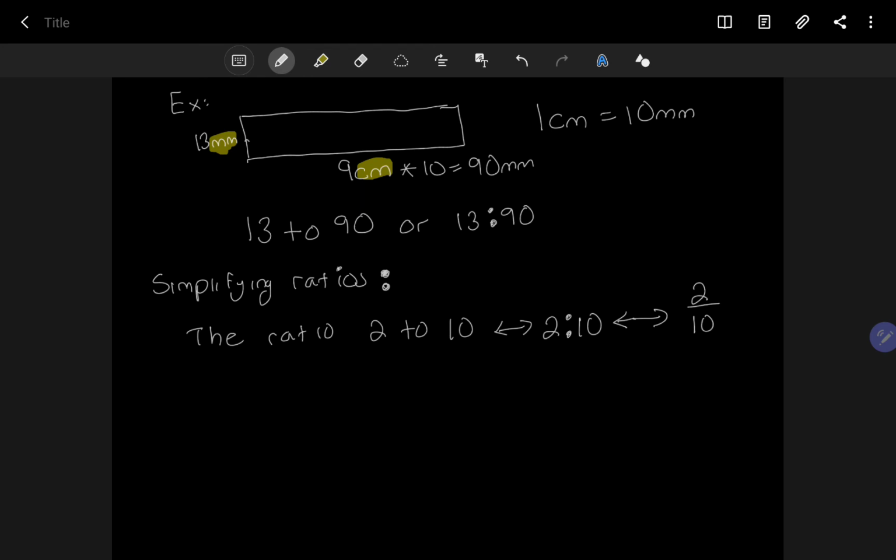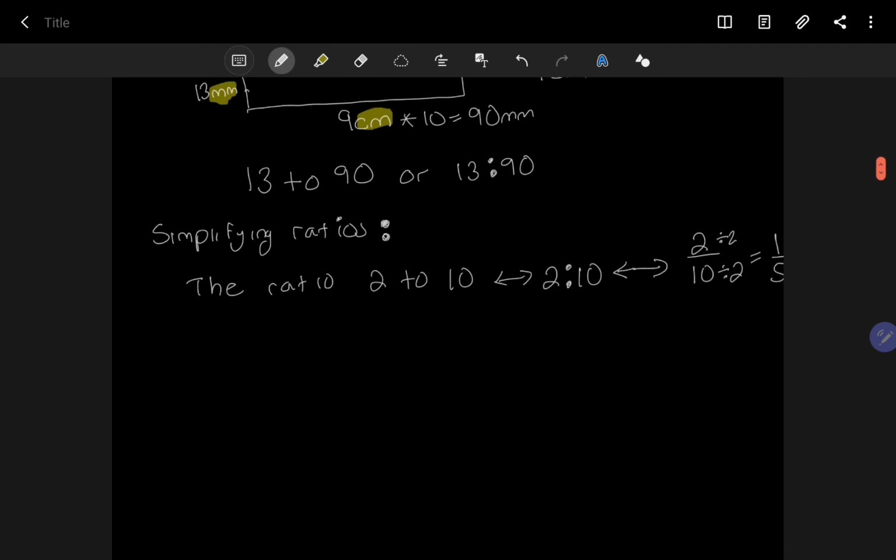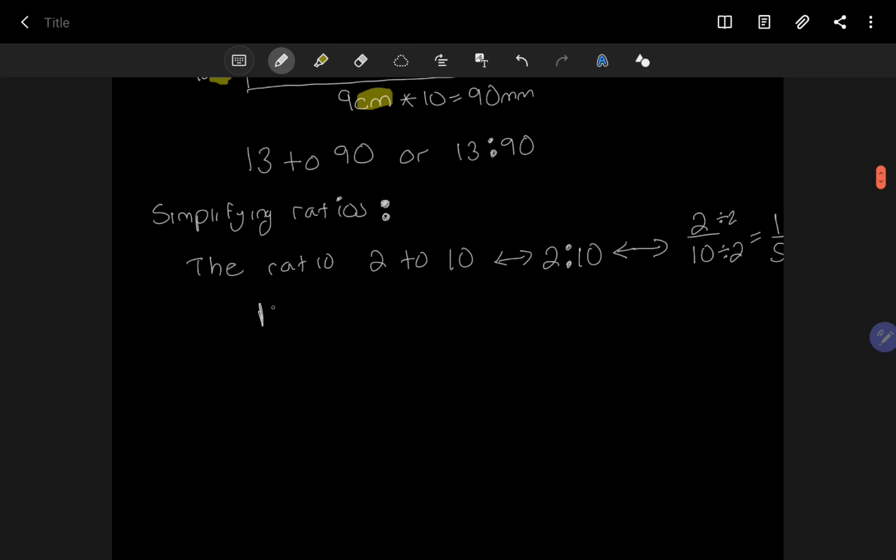So what's the number that goes into both of them? 2, perfect. Which is 1 over 5. So what is my simplified ratio? 1 to 5.